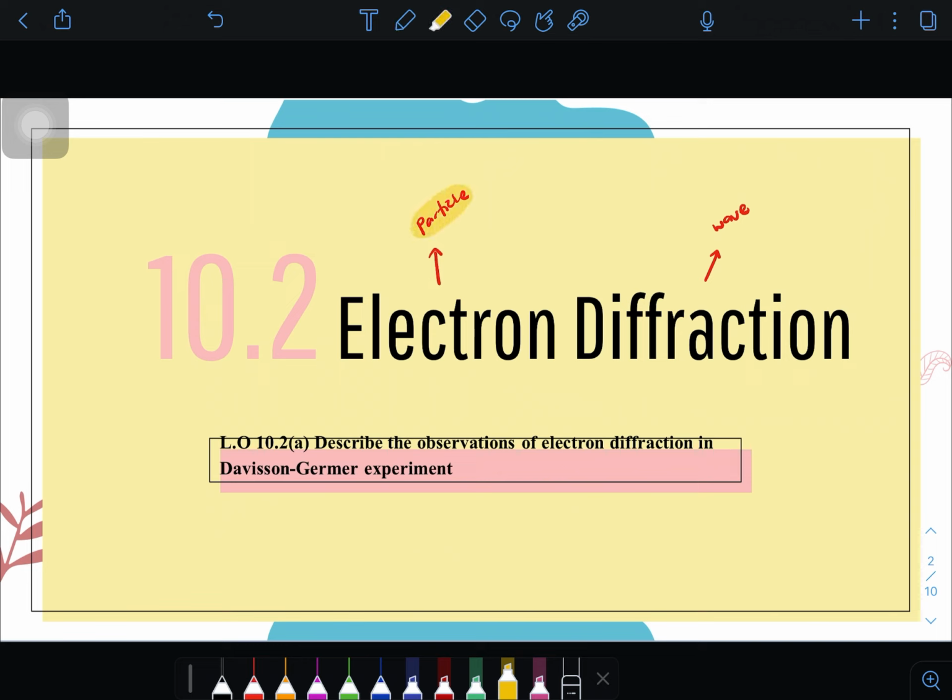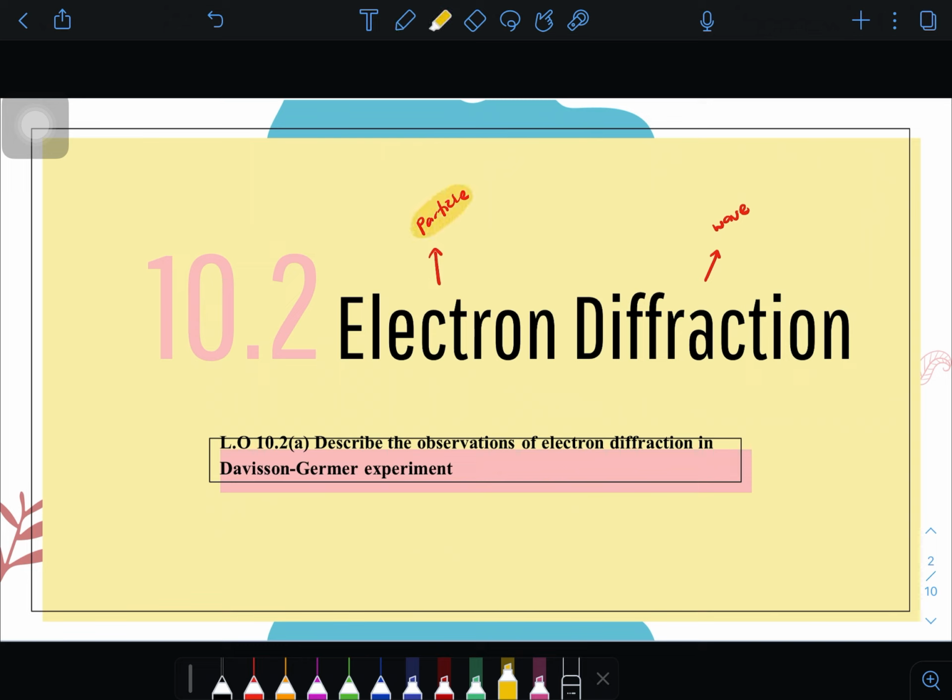Okay, so we go to the first learning objective. Learning objective 10.2a describe the observation of electron diffraction in the recent German experiment. So as we can see in chapter 10.1 before this, I mentioned that electron as a particle can behave a wave properties. Okay, bila dibuktikan melalui the recent German experiment.